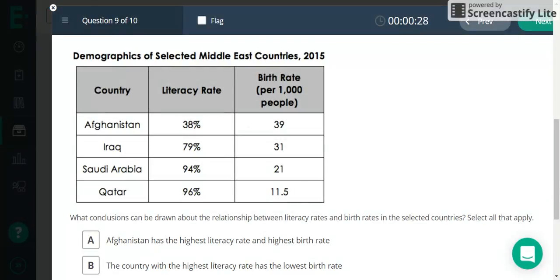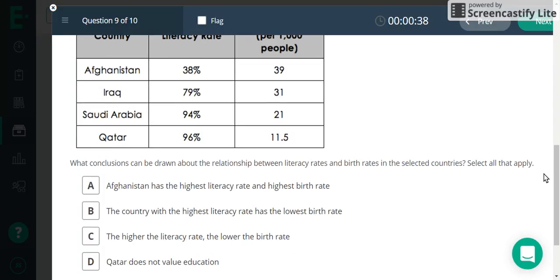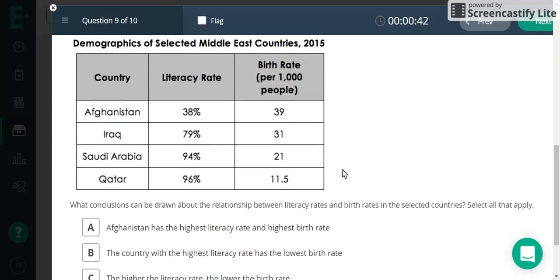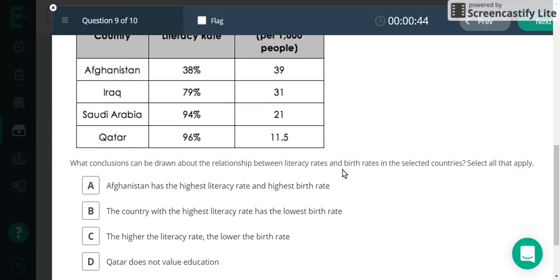So we're trying to see if there is any sort of relationship between how many people can read and how many babies are born. Does it matter? Does it make a difference? Well, here it says, what conclusions can be drawn about the relationship between these two? Select all that apply.